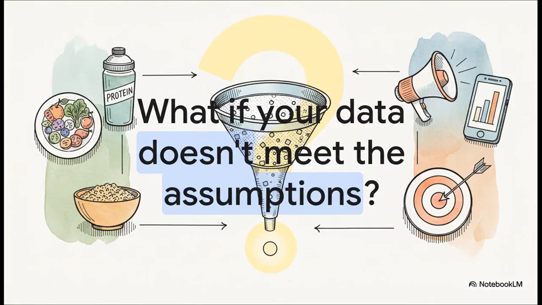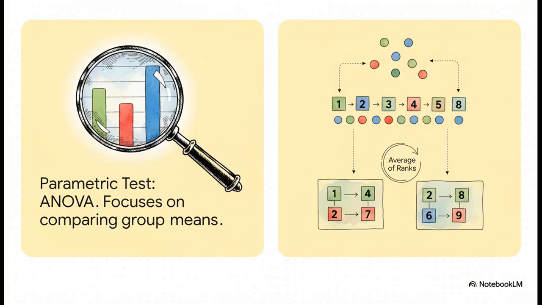So you might be thinking, that's great, but what happens when my real-world data is messy and doesn't follow all those rules, right? Maybe my samples are small or the numbers are all skewed to one side. Do I just throw in the towel? No way. Statistics has a plan B. And here is that plan B.